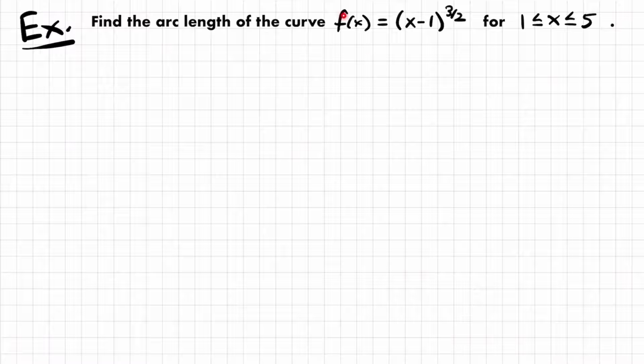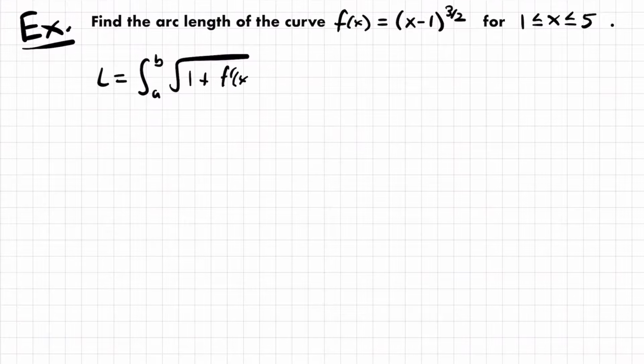And so since our function is given to us in terms of x, we are going to be working in terms of x. And so our arc length formula will look like this. The length is equal to the integral from a to b, which are two values of x, of the square root of 1 plus f prime of x, the derivative of our function, squared times dx. Okay, and so in order to set up this definite integral, we need to find the derivative f prime of x of our function.